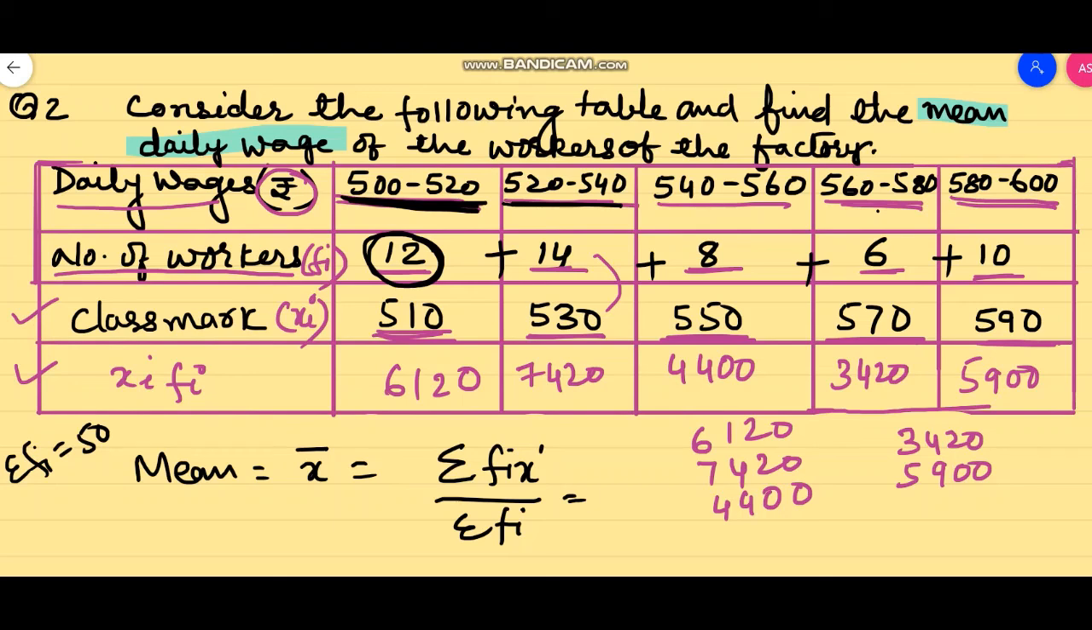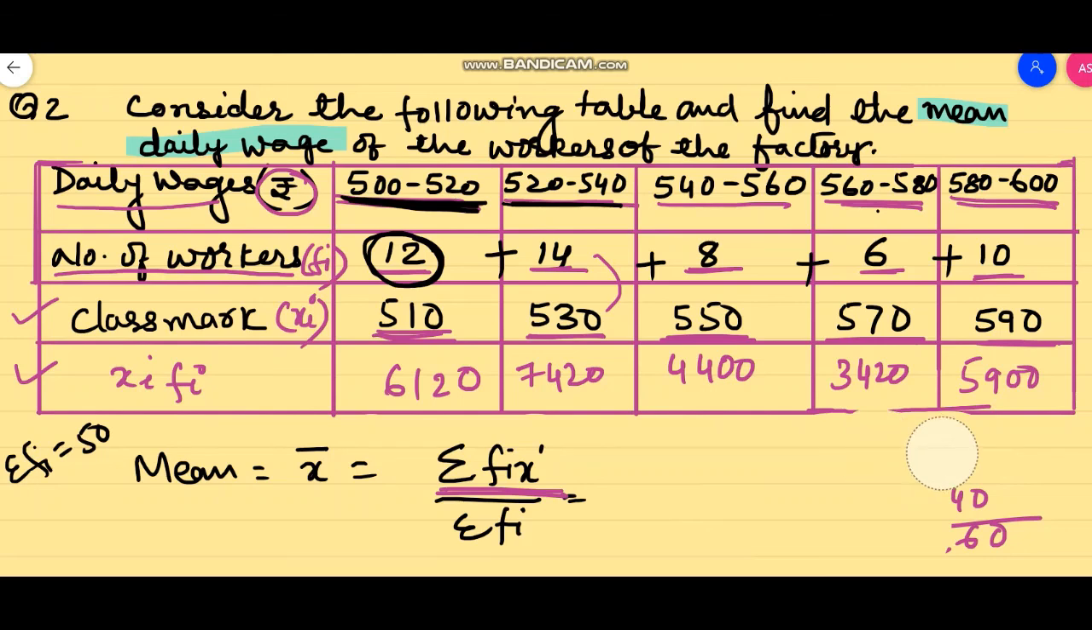To calculate sigma fi xi, let us quickly add all these numbers. So 6120 plus 7420 plus 4400, let us see how much you are getting. 0, 4, 9 and here 7 plus 4 is 11 plus 6 is 17. So 17940, you add to the other two numbers. You will get 27260. So finally you are getting 27260.